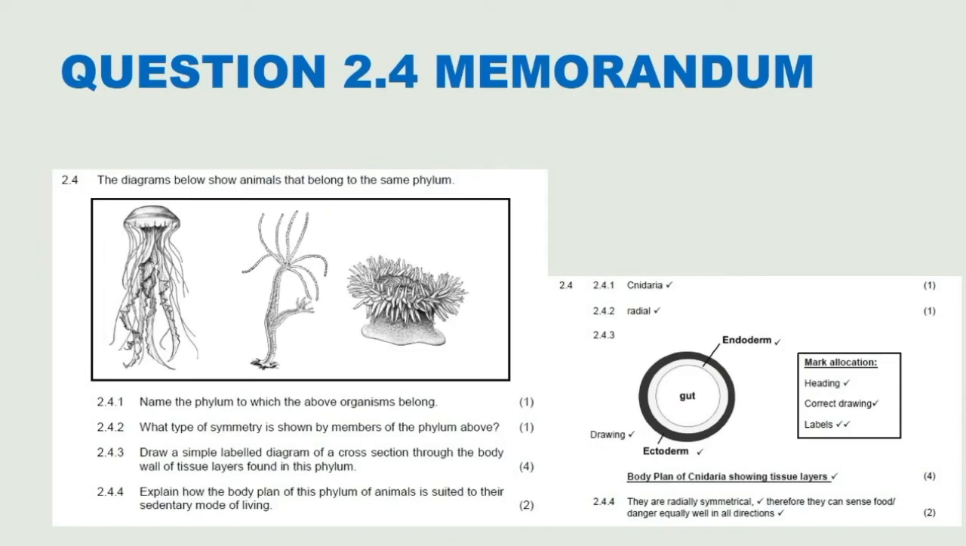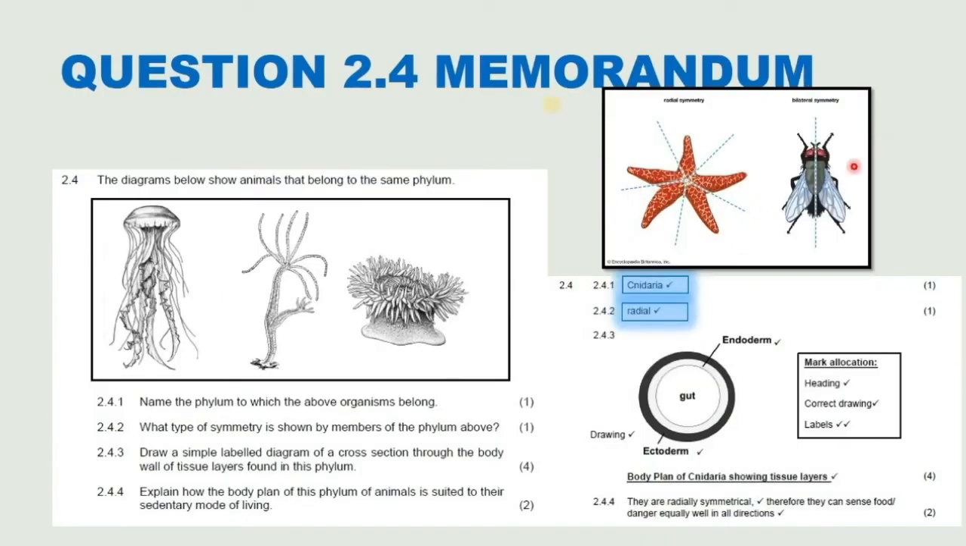So let's have a look at the memo. The phylum to which they belong is Cnidaria, and they have radial symmetry. On your right-hand side, I give you the difference between radial and bilateral symmetry. How I remember it: if it's bilateral, something will have a definite head. If there's a head present or sensors accumulated in the anterior part of the organism, it is bilateral. With radial symmetry, if you cut this section into different sections, each section will be exactly the same. This is very beneficial as they can detect stimuli in any direction.